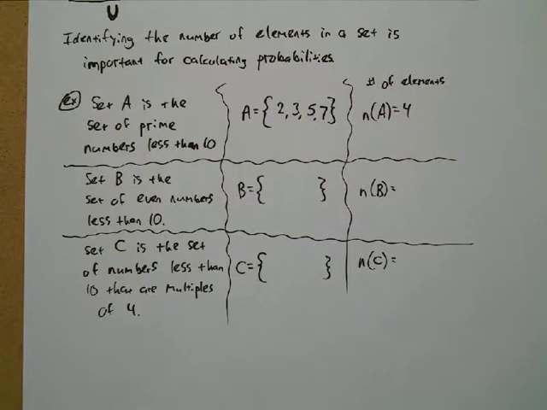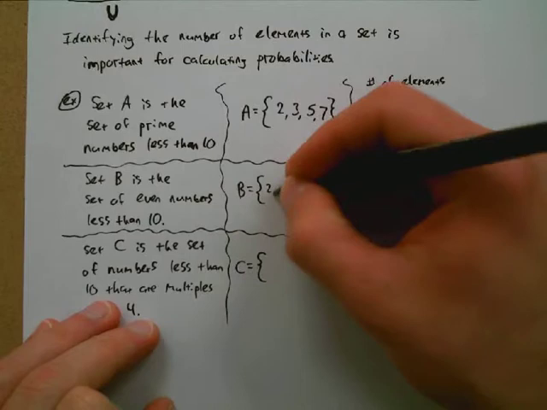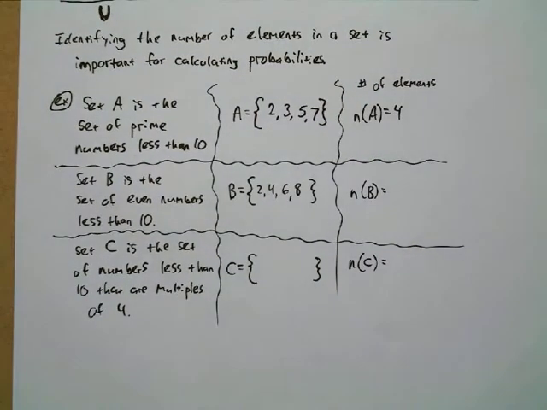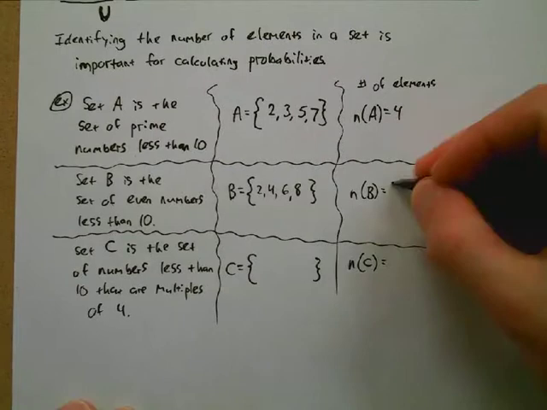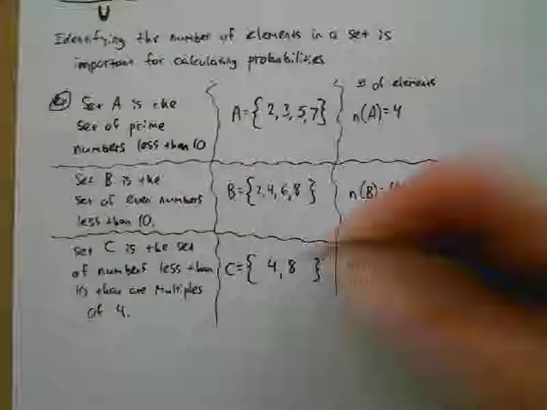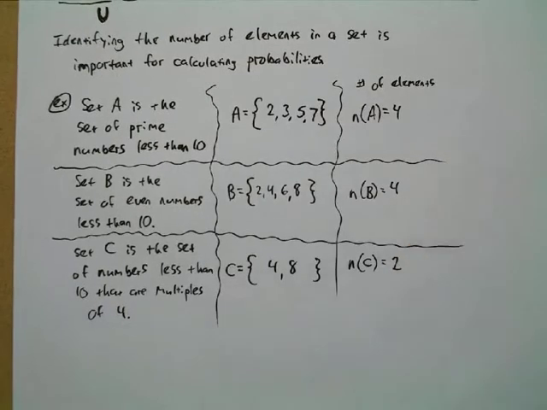2468. Okay, and so what is the number of elements in B then? 4, yeah, okay. What's in set C? 4 and 8, yeah. 4 and 8, and so the number of elements in set C is 2.